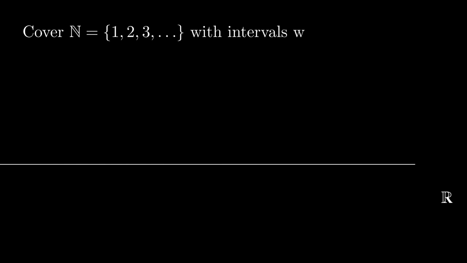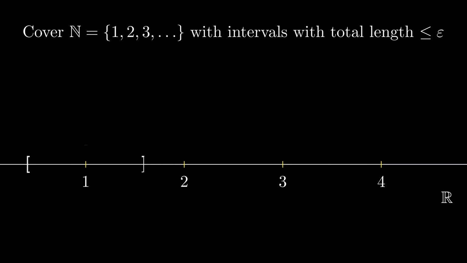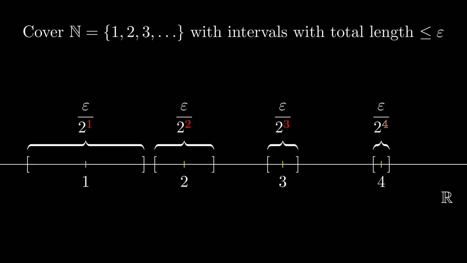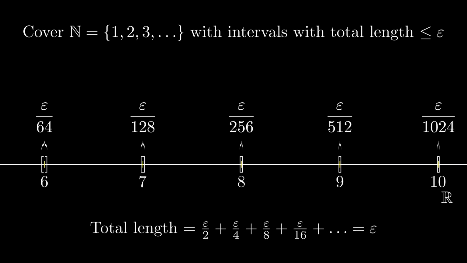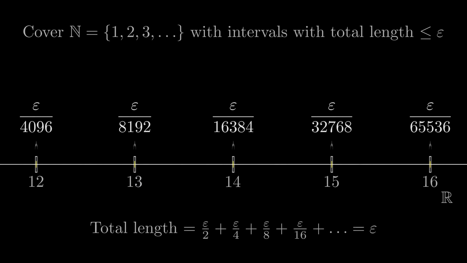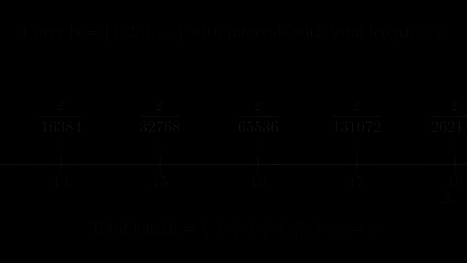Let's choose a positive epsilon. For our proof, we need to cover all numbers in ℕ with intervals whose total length is less than or equal to epsilon. We can do this by the following. For each natural number n, we wrap the point n within an interval of length epsilon over 2 to the power of n. Then the total length of our intervals will be epsilon over 2 plus epsilon over 4 plus epsilon over 8 and so on, which is equal to epsilon using our infinite sum, showing that ℕ satisfies the condition to be measure 0.